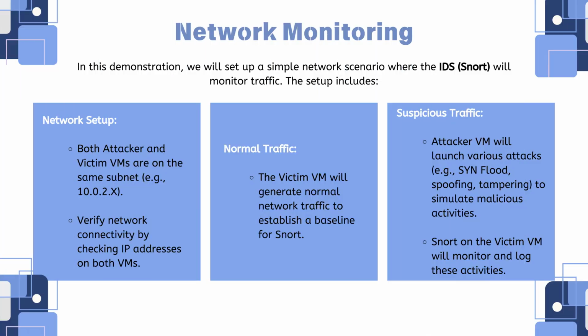For our network monitoring, we'll be setting up a controlled environment where Snort actively analyzes traffic. The attacker and victim VMs will be on the same subnet, which is 10.0.2, to enable seamless communication. We'll first verify network connectivity by checking their IP configurations. The victim VM will generate normal traffic to establish a baseline, helping differentiate between legitimate and malicious activity.